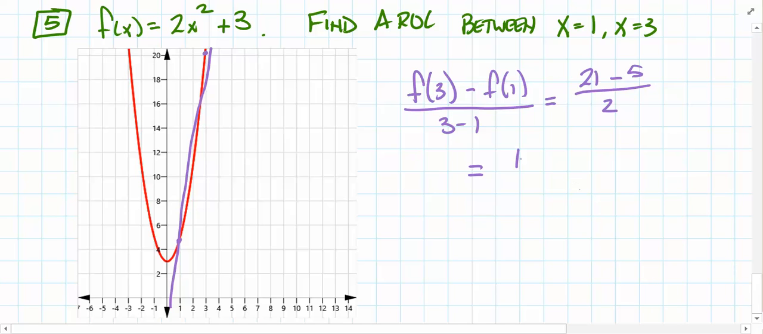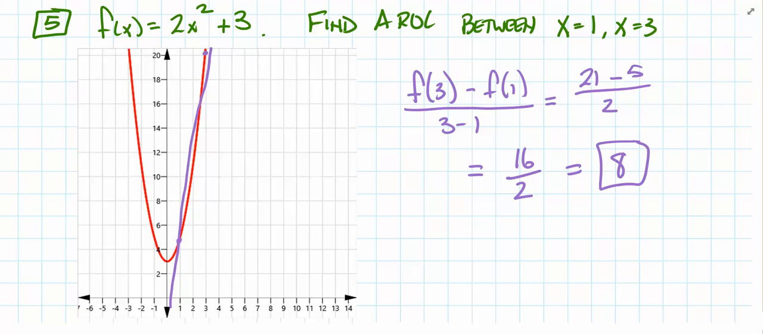Okay, now interpret that. What does that mean? The slope of what? The slope of that secant line between which 2 points? Between 1 and 3 is a value of 8. So 8 over 1. So up 8 over 1, right? That's what that means. Okay, take a look at this picture, everybody.